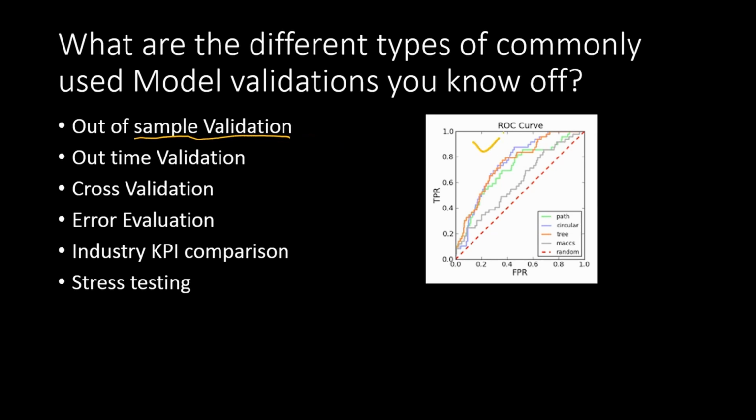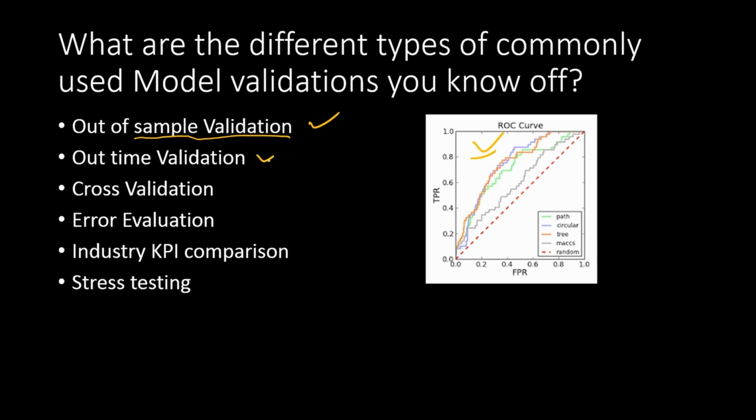Like in this picture, you can see you are comparing the ROC value, the receiver operating characteristic value, of several models, and the one which is performing best, you are choosing that model, or you are trying to see if the model is performing well in different types of samples. So out of sample validation is to take a sample that is different from the one you have used for building the model, right? So that's known as out of sample validation.